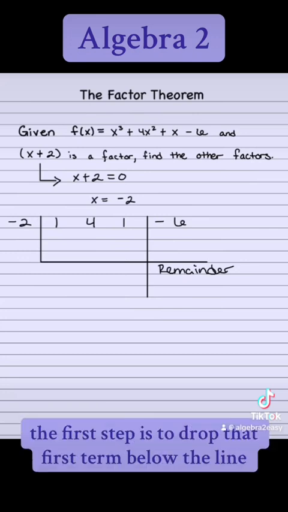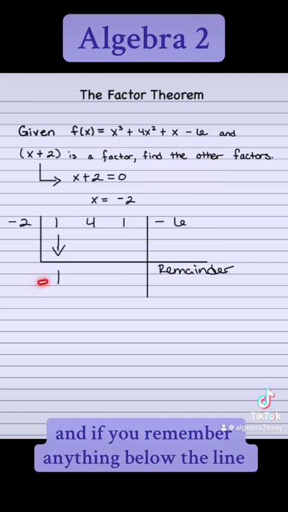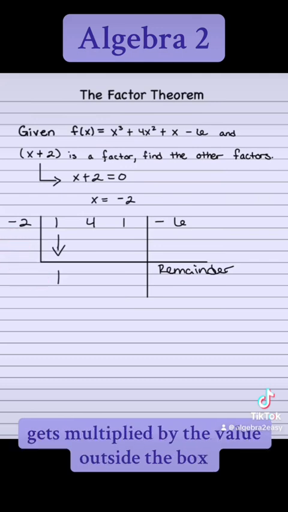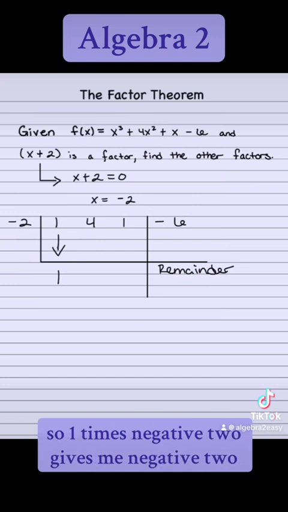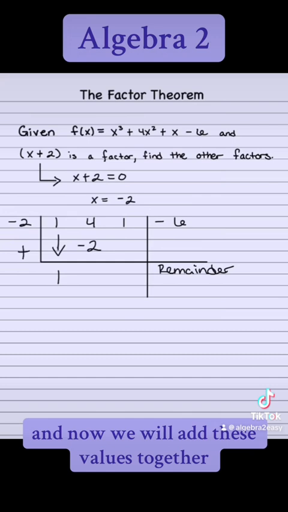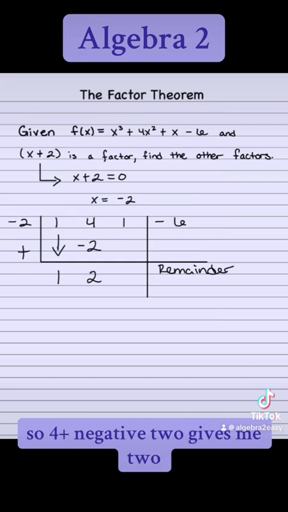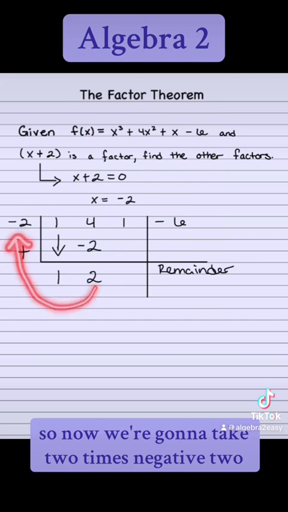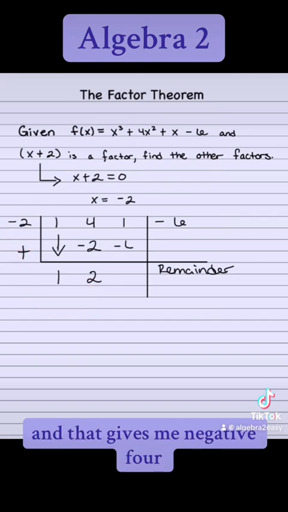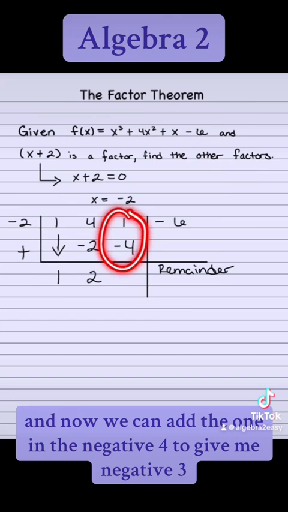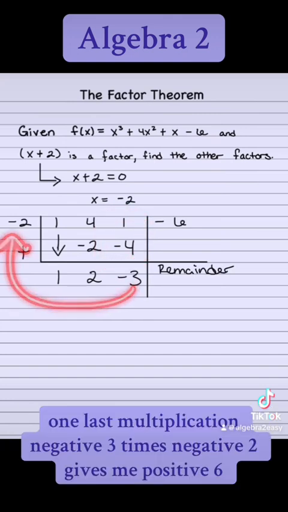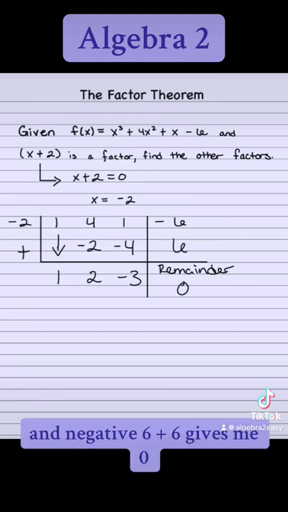So synthetic division, the first step is to drop that first term below the line. And if you remember, anything below the line gets multiplied by the value outside the box. So 1 times negative 2 gives me negative 2. And now we will add these values together. So 4 plus negative 2 gives me 2. So now we're going to take 2 times negative 2, and that gives me negative 4. And now we can add the 1 and the negative 4 to give me negative 3. One last multiplication, negative 3 times negative 2 gives me positive 6, and negative 6 plus 6 gives me 0.